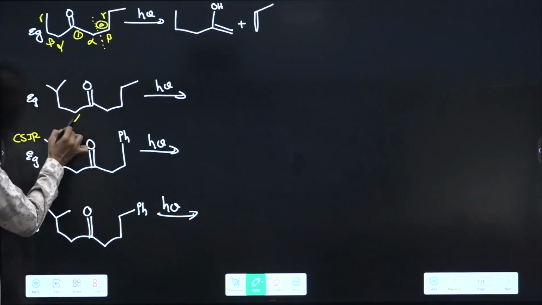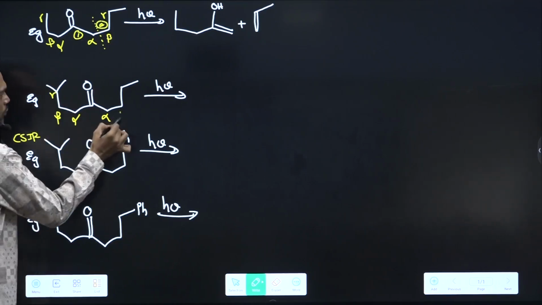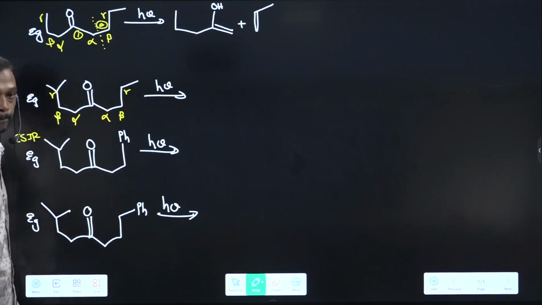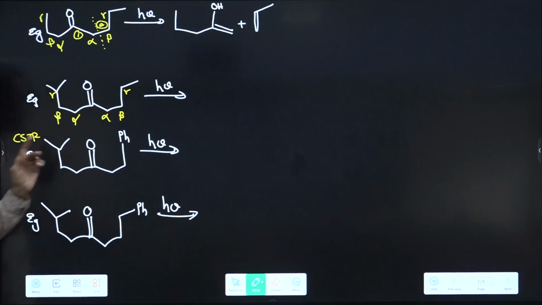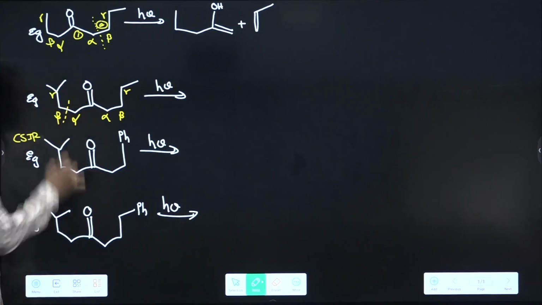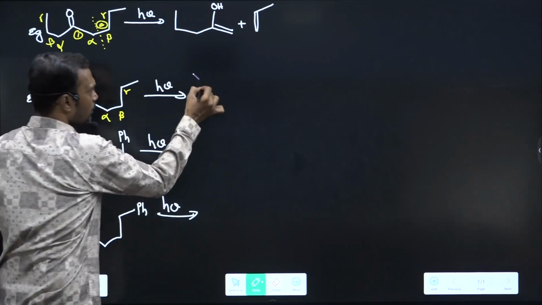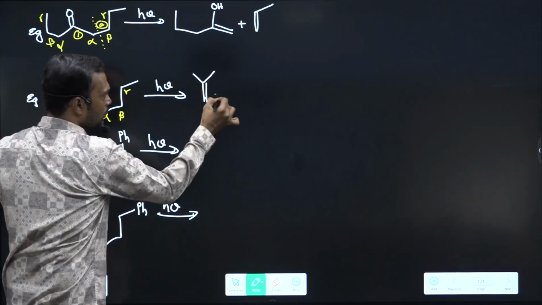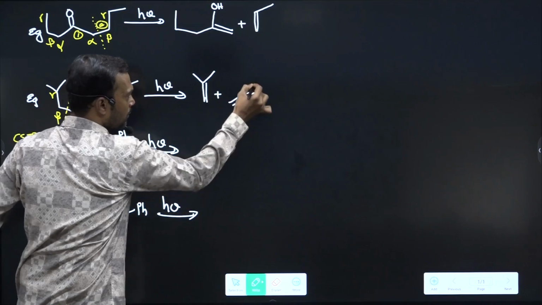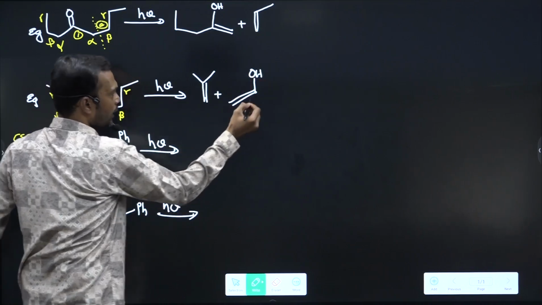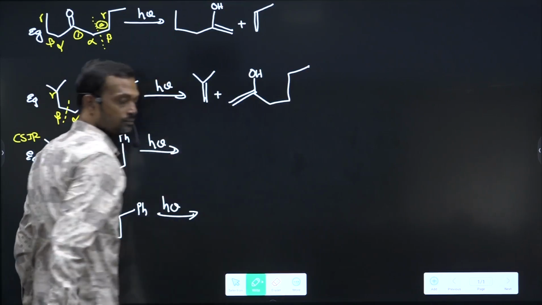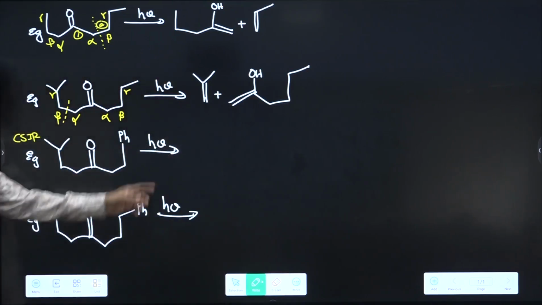Now see, alpha, beta, gamma, which one is preferred? Right side or left side? Left side. Left side means, can I break the left side? On the left side the second bond we need to break. Put a double bond between the gamma carbon and beta carbon. Put a double bond between the alpha carbon and carbonyl. Then write down OH, then write down the right side part as it is. It is a major fragmentation.